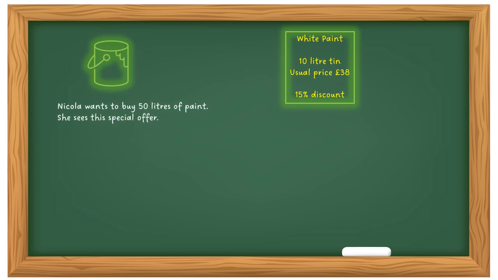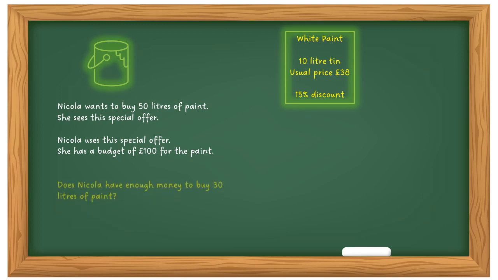Now Nicola wants to buy 50 litres of paint. She sees this special offer, and you can see the special offer here. Nicola wants to use this special offer. She has a budget of £100 for the paint. Does Nicola have enough money to buy 30 litres of paint? Again, pause the video and see if you can work it out.